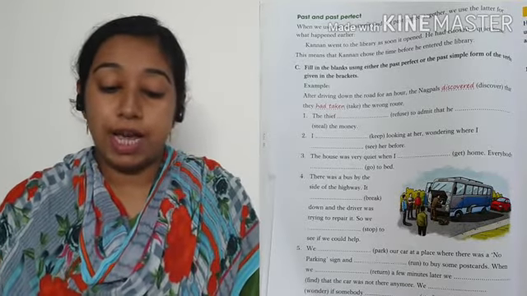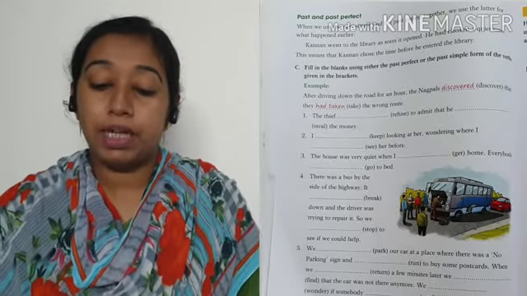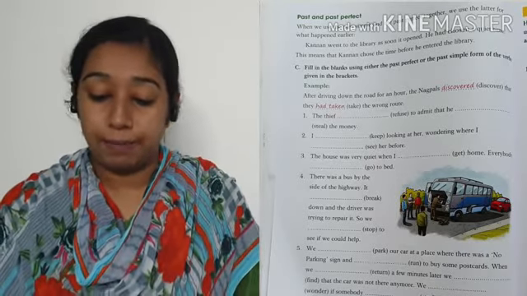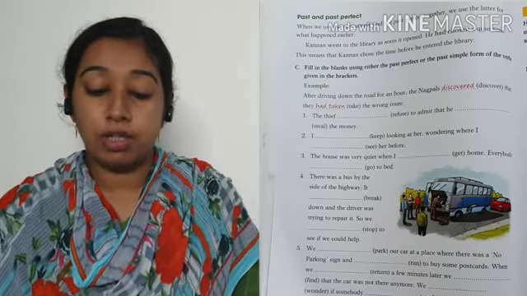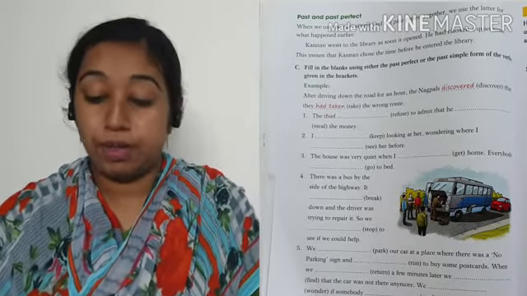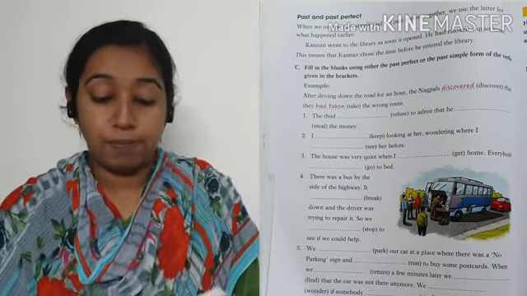Kanan went to the library as soon as it opened. He had chosen a quiet time. This means that Kanan chose the time before he entered the library. Quiet time he had chosen and then he entered the library.